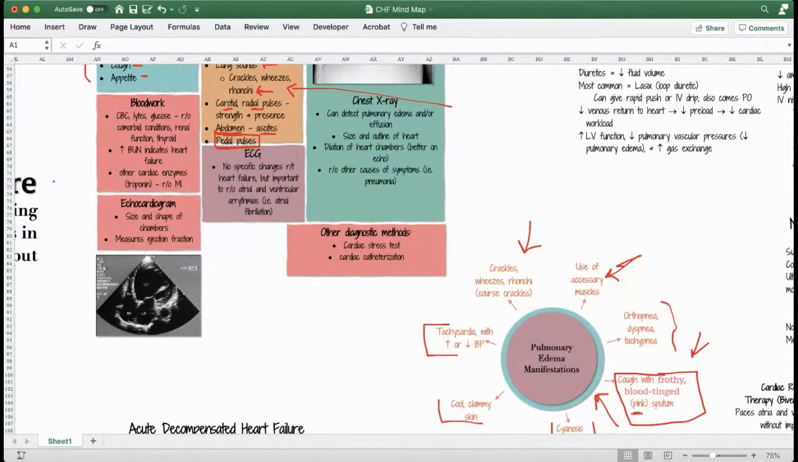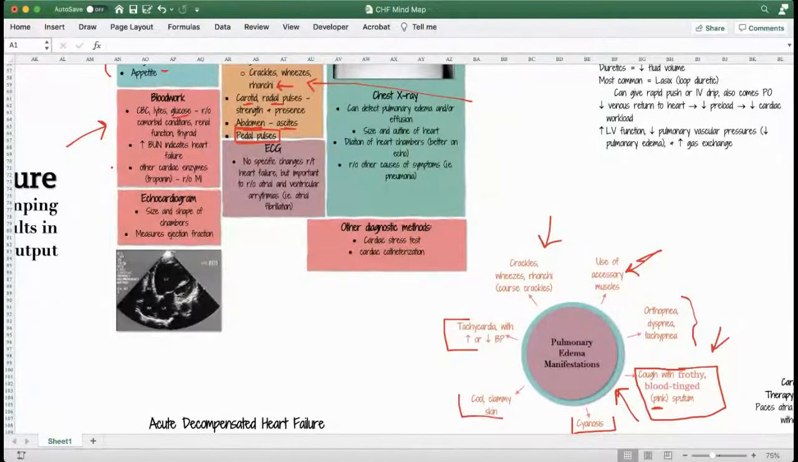Let's see. So we'll do some blood work. We're going to do a CBC, lytes, because we want to see if there's any electrolyte changes, right? Always do glucose. And then we want to rule out any comorbid conditions like a renal problem or a thyroid problem that could be responsible for, say, their fatigue or their loss in appetite. We want to do a BUN.